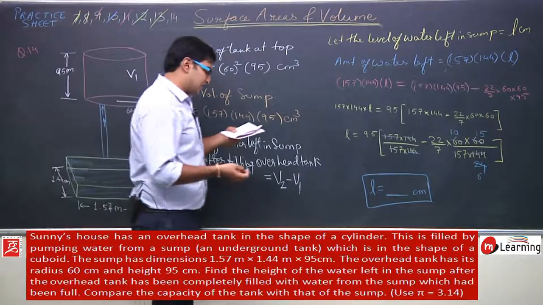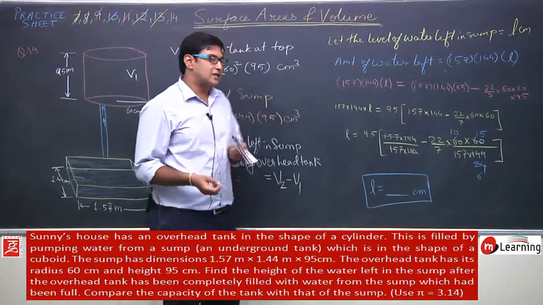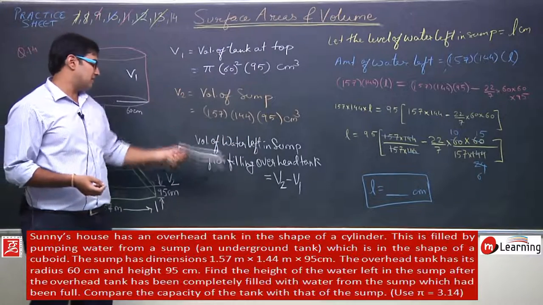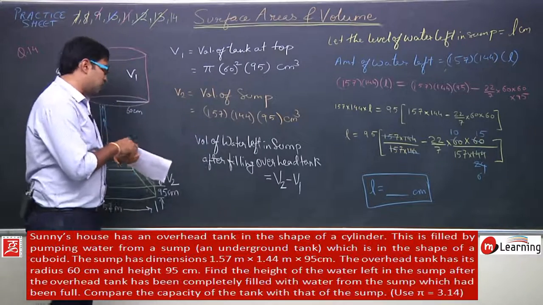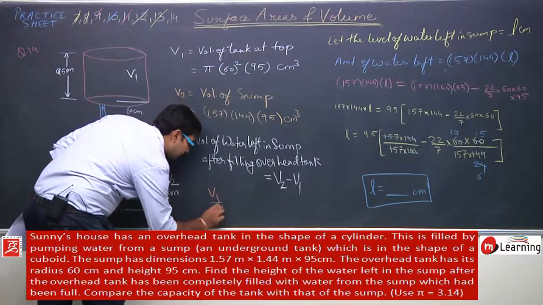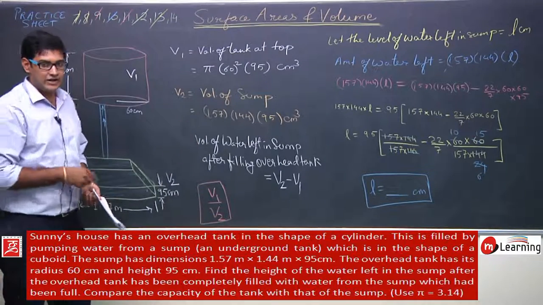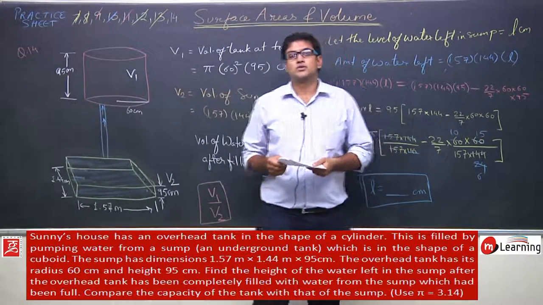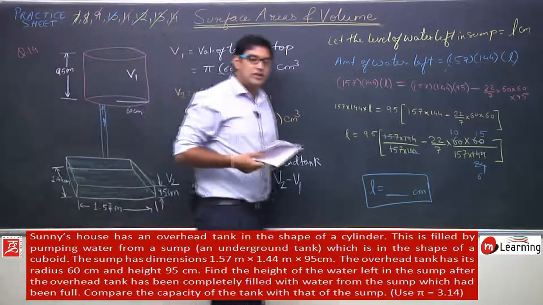Okay, further it says compare the capacity of the tank with that of the sump. So capacity of the tank means capacity of the tank is this V1 volume, and what is the capacity of the sump, it is V2 volume. So by comparison we just need to calculate the ratio of V1 and V2. Our task is just to calculate the ratio of V1 and V2 to get the comparison between the two. Okay, so in this way you need to solve question number 14. Okay, so we have completed 14. Now you can note this.